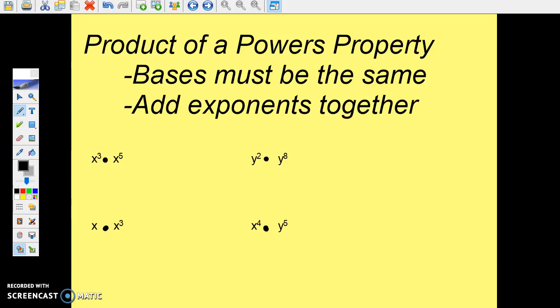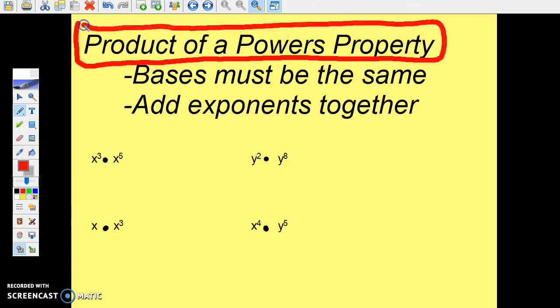The first property, I would suggest making sure that you have this in your notes. The first property is the product of powers property. So what we want to identify is the name of the property, and the name of the property is the product of powers property. So inside your notes, what does that mean? Well, first of all, you have two characteristics. In order to use this property, the bases have to be the same. When I say bases, I mean the big numbers. So when we look at this first example, both of the bases are x, therefore the bases are the same.